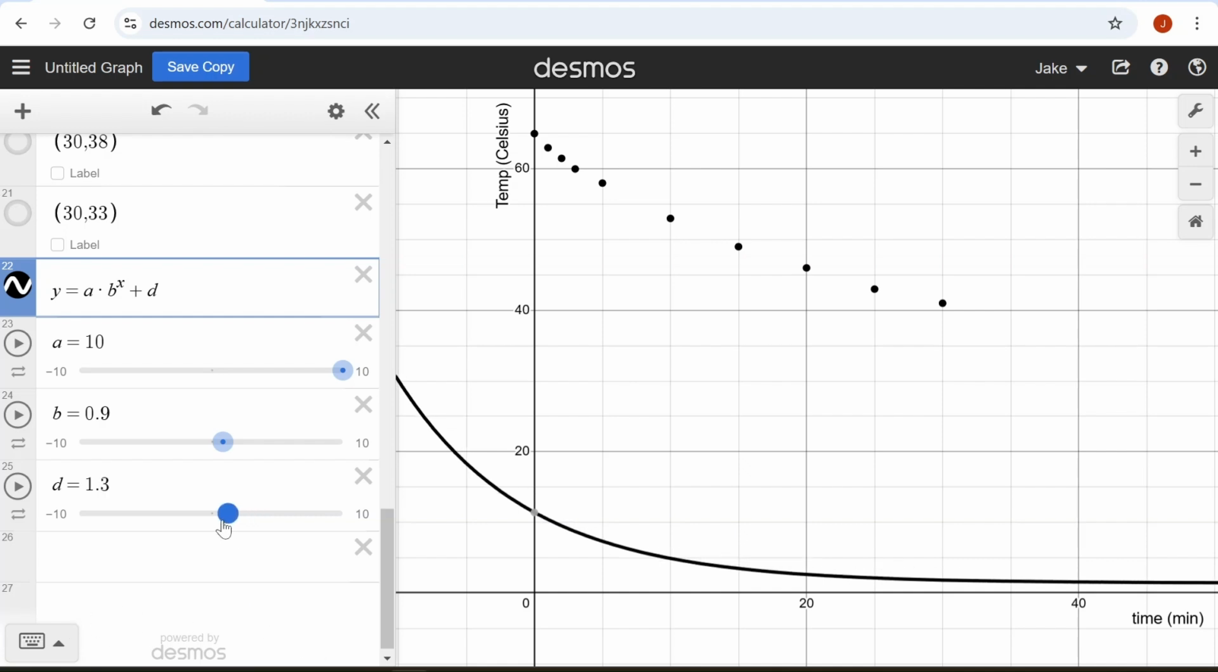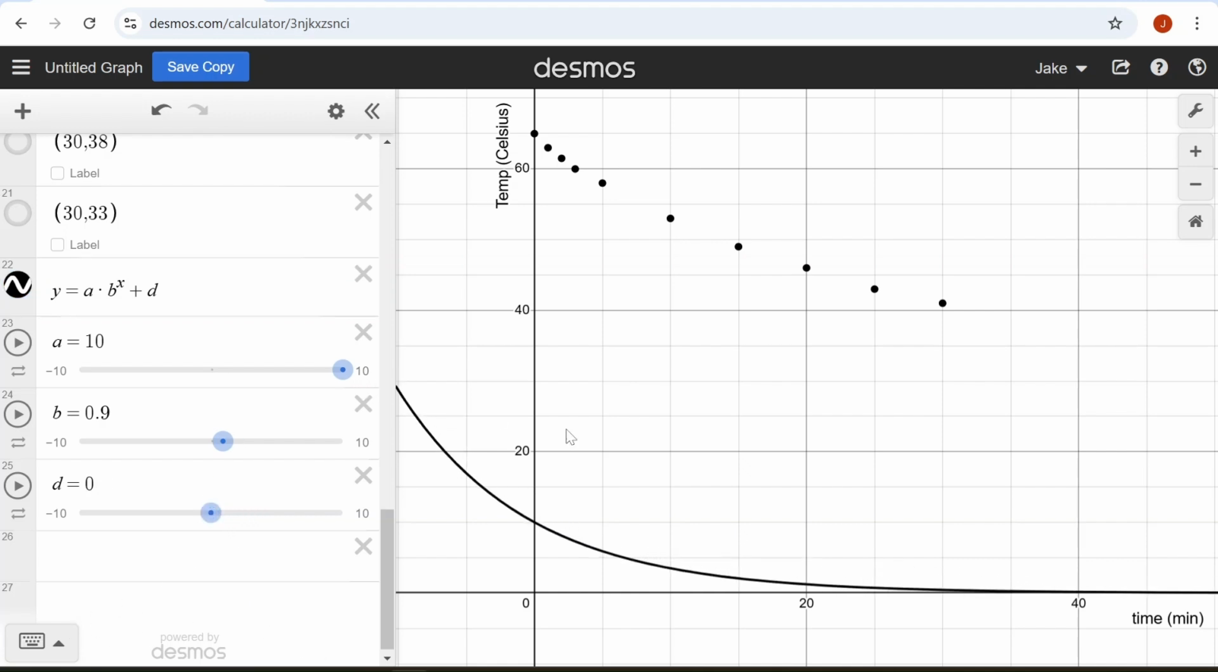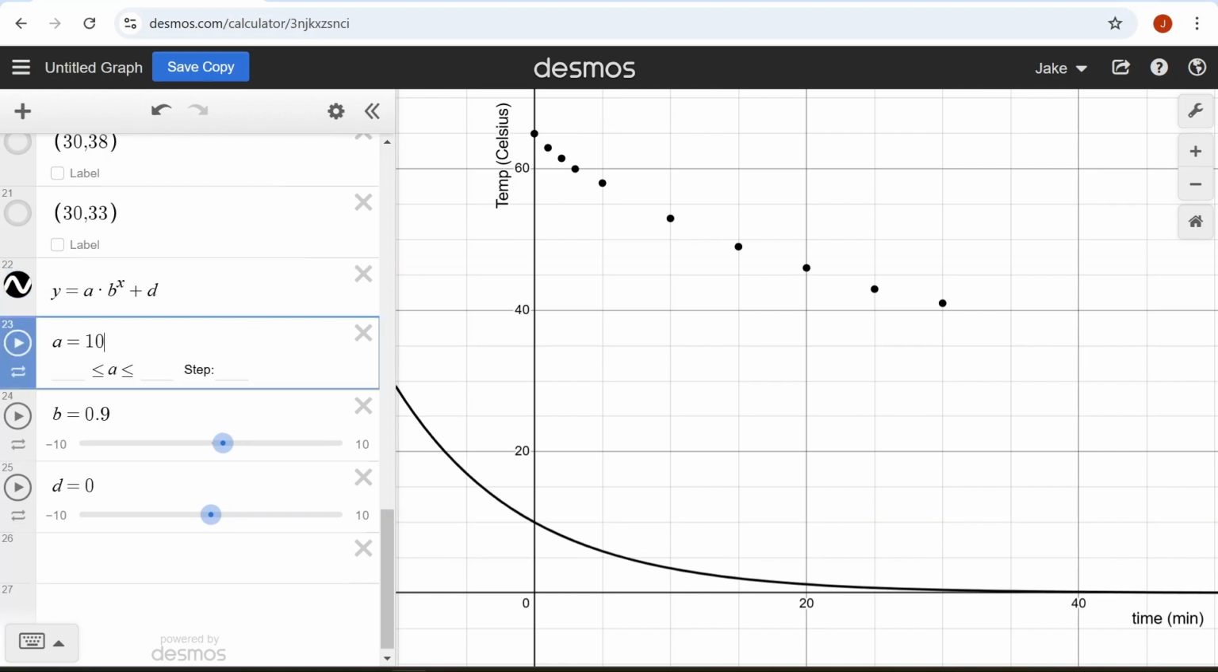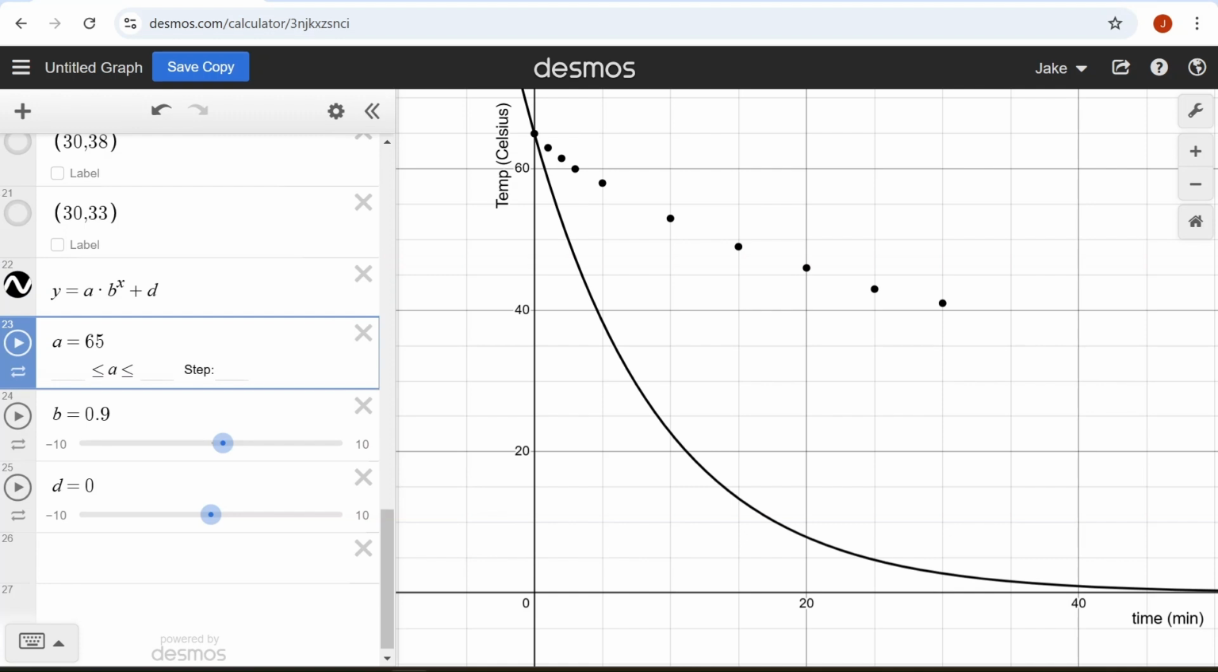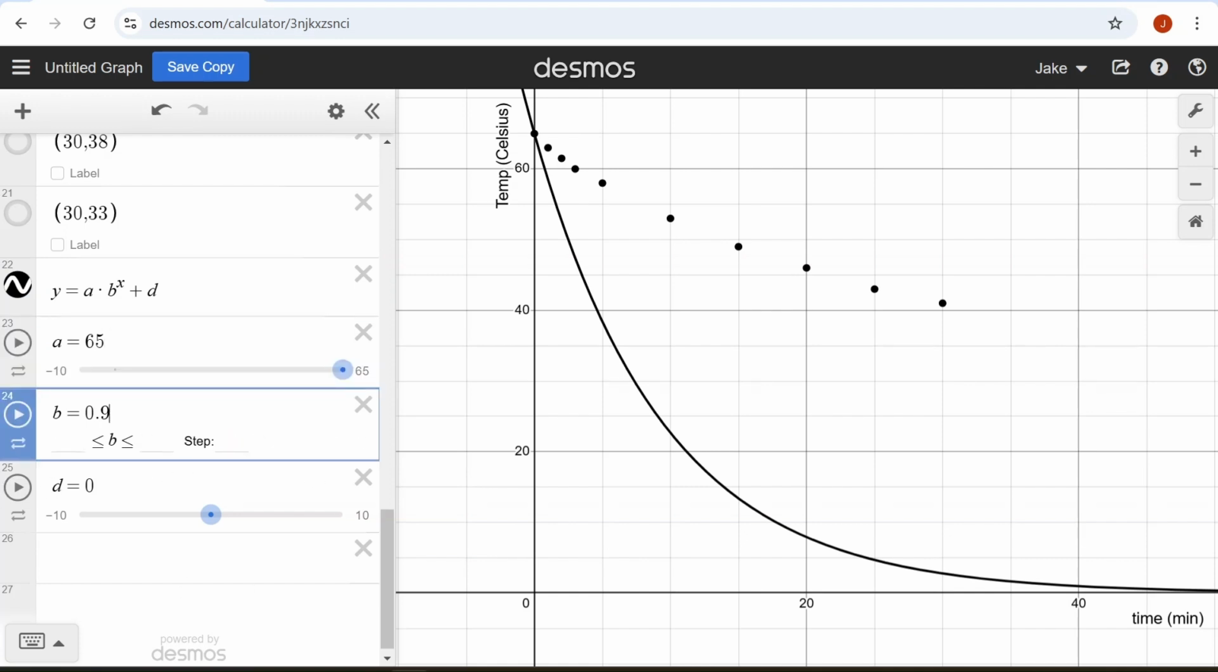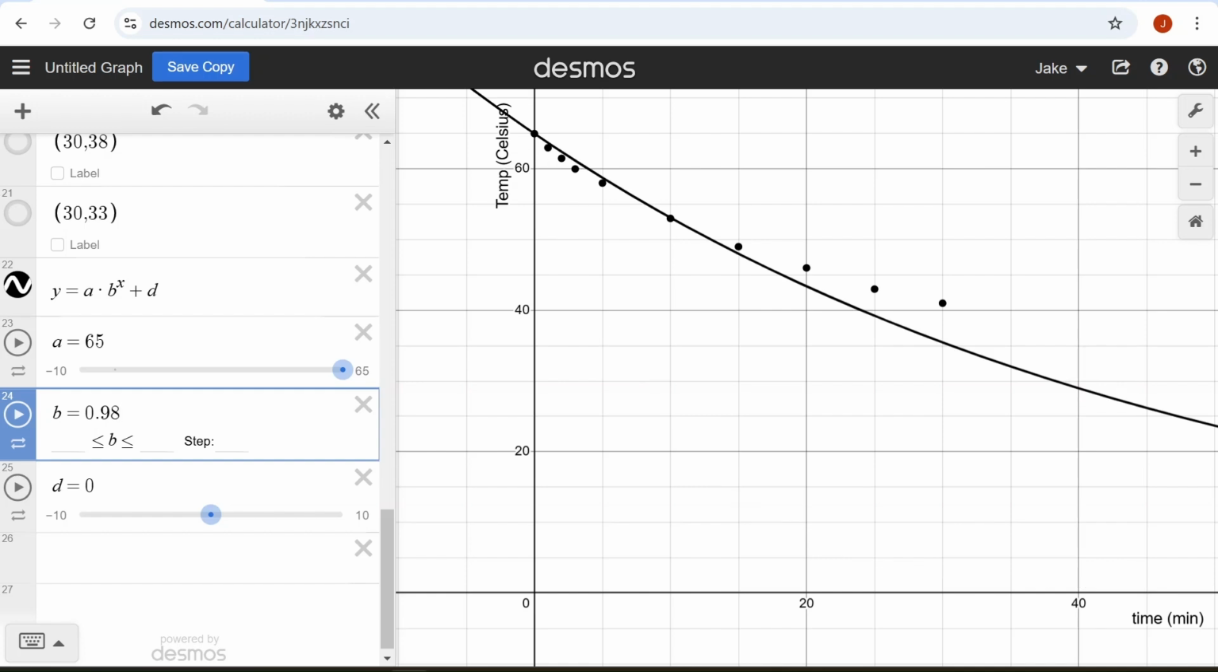Now, if I set d just equal to 0 there, then the a value is actually going to be the starting point. So for example, I could set a equal to 65 right away to pretty much perfectly match the shape of that graph. And then I could set b to something a little bit higher to maybe make it match a bit closer. Even something like that would be a pretty good fit.